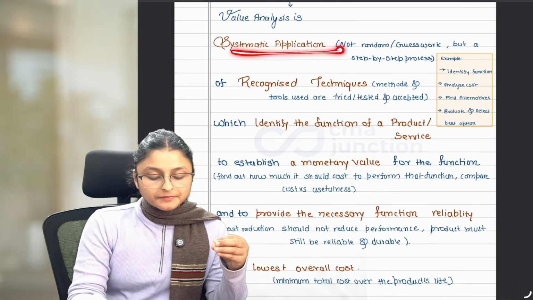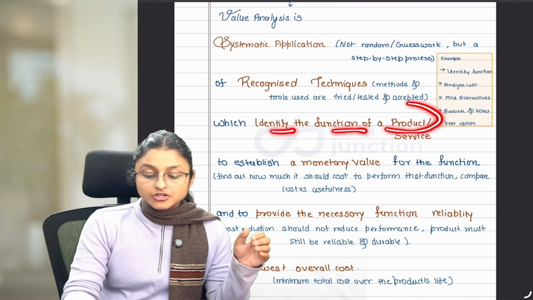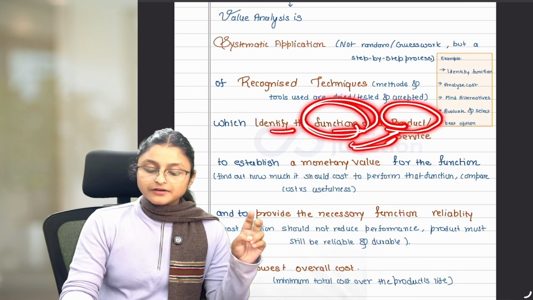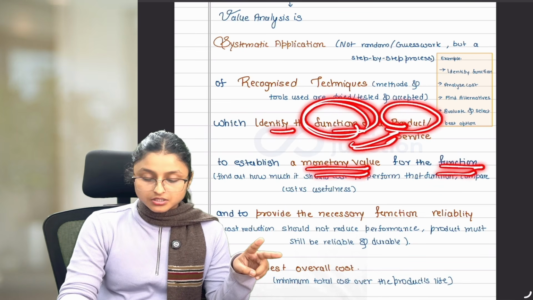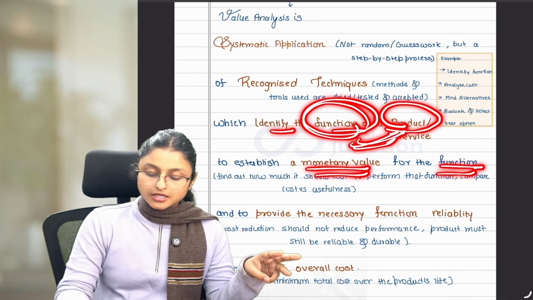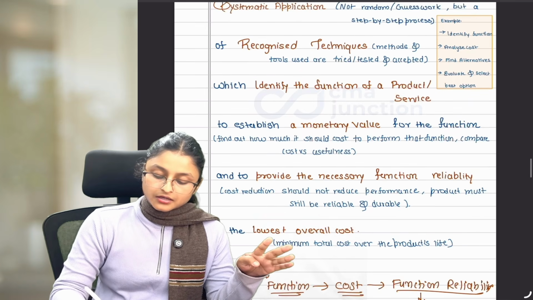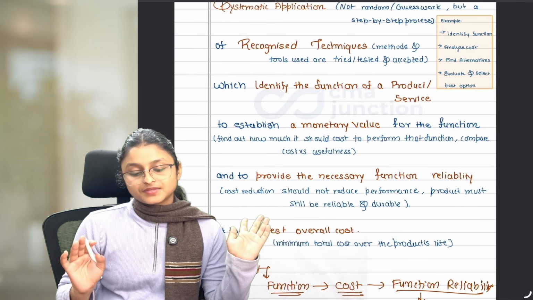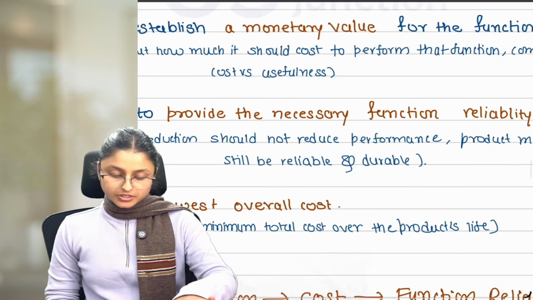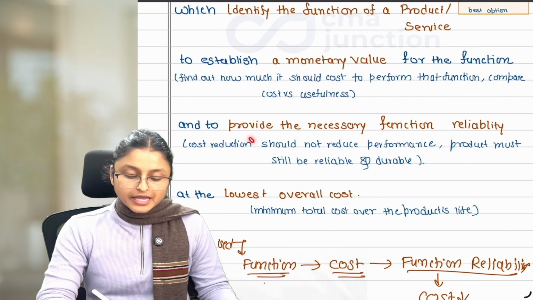So it's a systematic application of recognized techniques through which we will identify the function of the product. First of all, identify the function of the product so that we can establish a monetary value for the function, that is, how much that particular function is costing us right now. And then we will try to provide that necessary function reliability at the lowest overall cost. And that is the definition given by SAVE. Done. If you notice, to explain providing the necessary function reliability, I have written something.